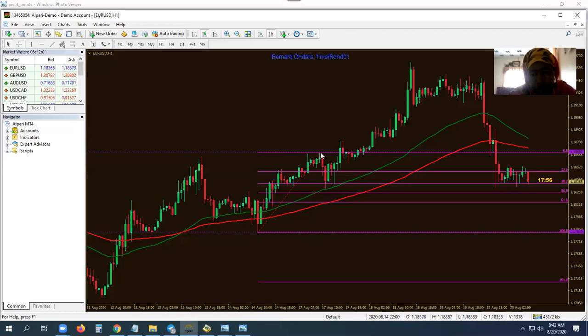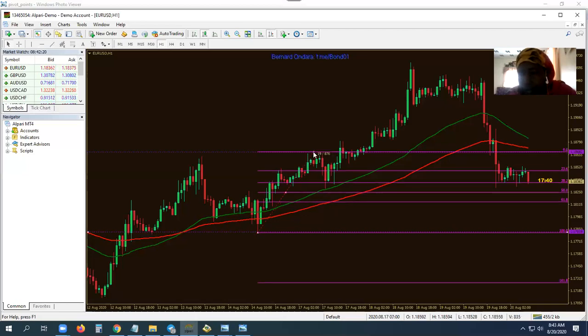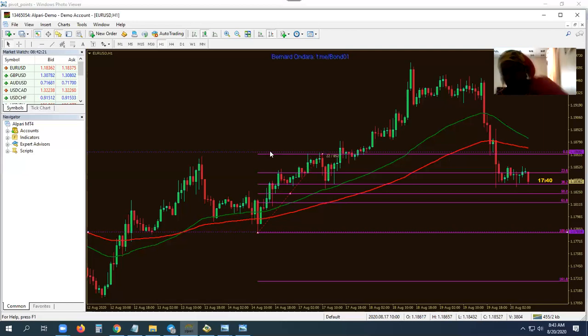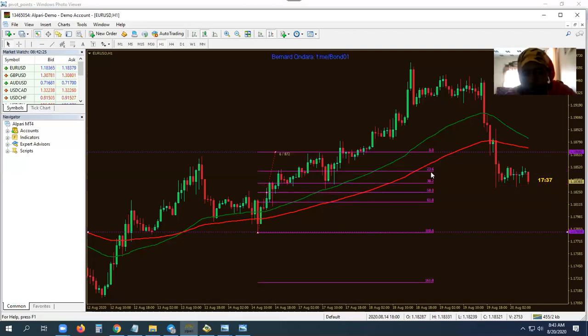You realize market has come back, has broken 23, is now at 38.2. On the right, can you see 38.2? Can you see 38.2? Yeah. Maybe I should bring the lines closer to you. Can you see 38 here? This is where the candle is today at the moment. But it didn't just stop at 38. It went down to almost near 50. Look at the wick. So this candle is between 38 and 50.